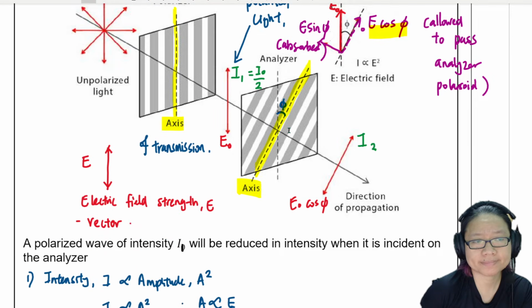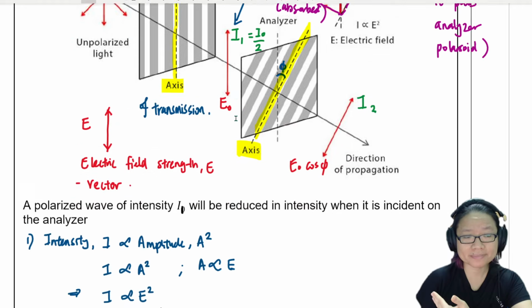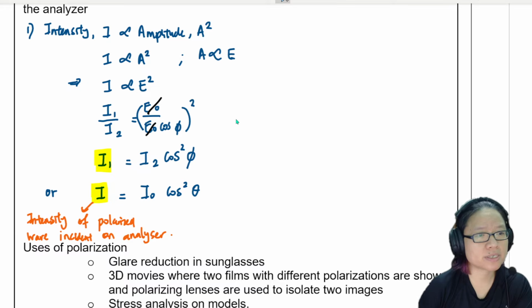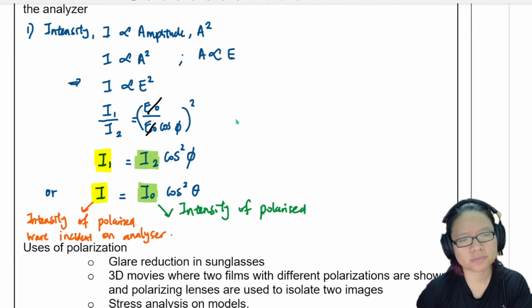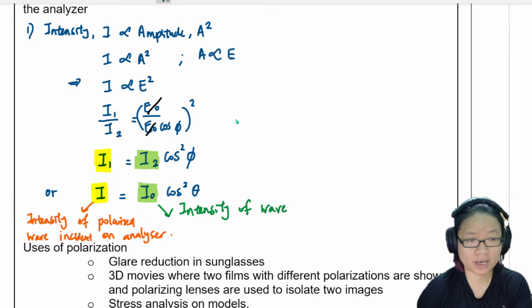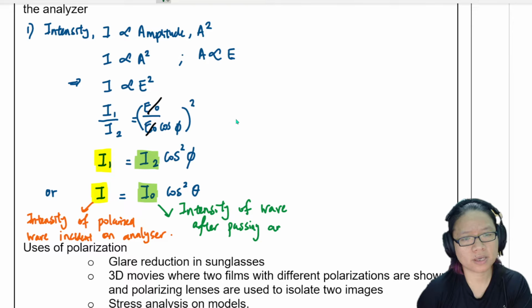This one here, after I pass through the unpolarized light. Okay, what about this I2 and I or I naught? This I2 or I naught will be intensity of wave, actually intensity of wave is also polarized, but anyway, wave after passing the analyzer.